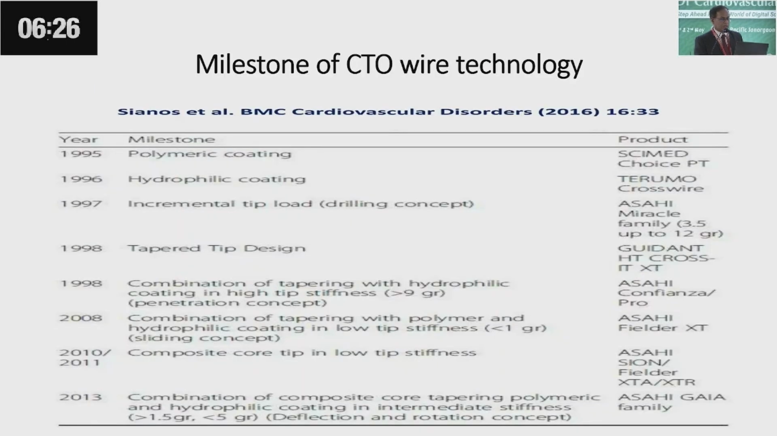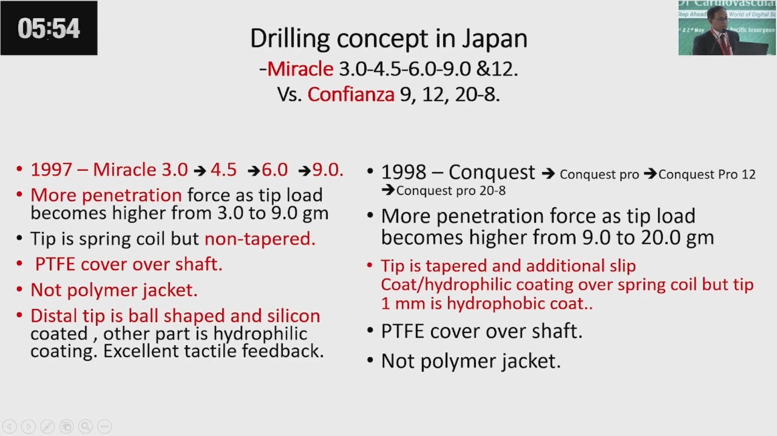This is the milestone of CTO wires. In 1995 came the first Miracle. The polymer jacket wire was the Choice PT. In 1997 we got the Miracle, and in 98 we got the Conquest. After 10 years, the milestone of CTO wires was the polymer jacket, especially the Fielder and Pilot, which were discovered in 2013. The Gaia family came, and Choice Plus is the choice. So 97 Miracle, and after 1 year the Conquest.